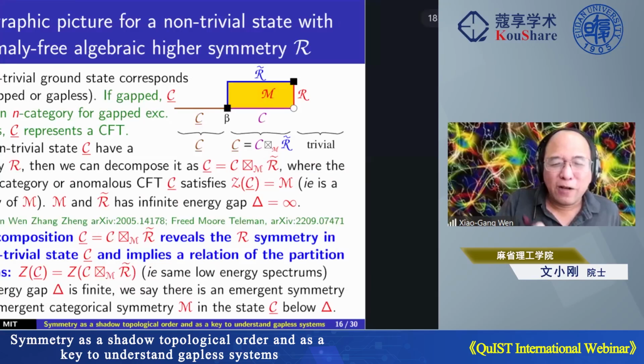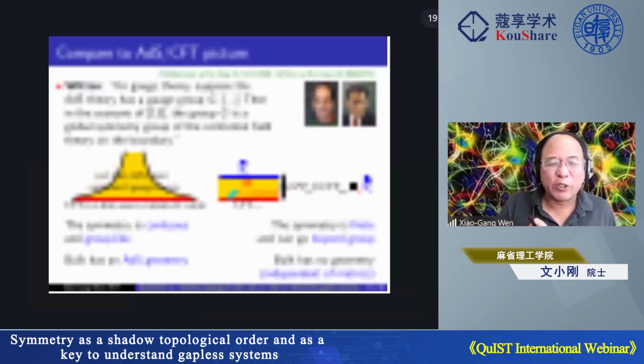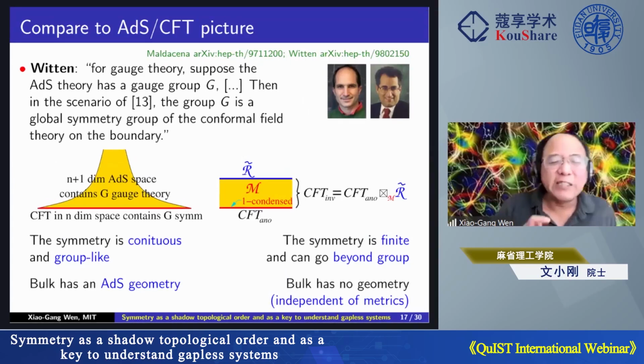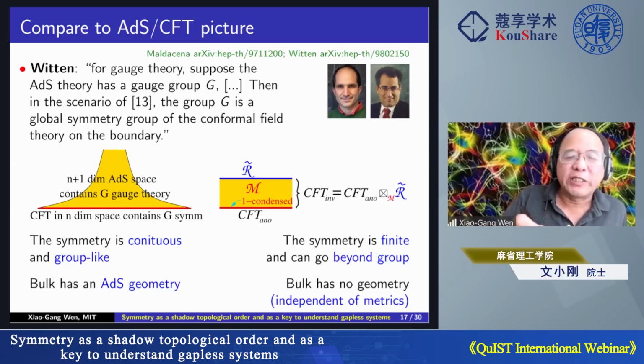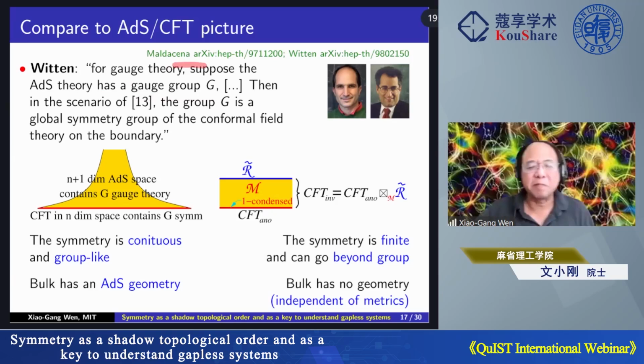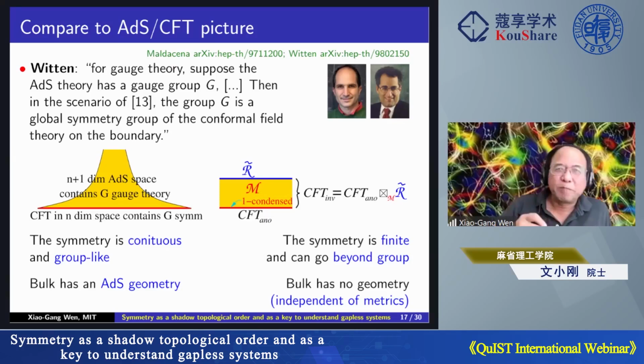Now you may see that the picture we described here is similar to the AdS/CFT picture. Indeed, in the AdS/CFT picture there is a statement, originally I quote from Witten, that if the AdS theory has a gauge group, that implies that the boundary CFT would have a symmetry. This reference 13 is a Maldacena paper. That describes how the boundary symmetry maps to the bulk gauge group.